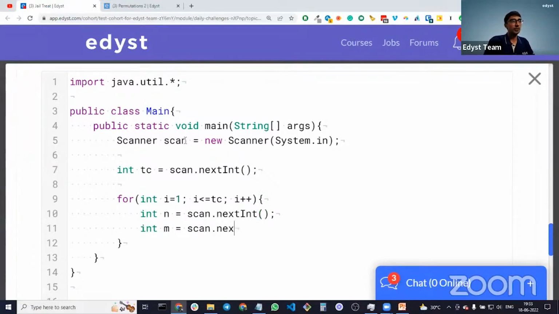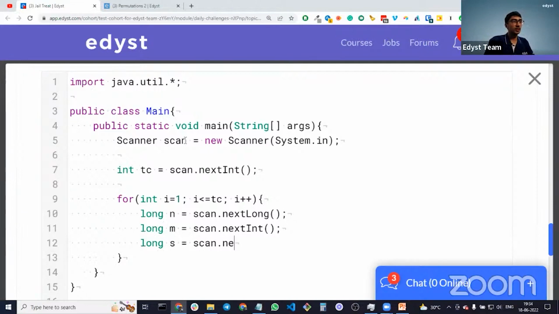about the next line and so on, right? Which is the case with Python. In Java you can do this, and it's not nextInt actually, it's going to be nextLong n, because they are big numbers. Long m, long s is equal to scan.nextInt, nextLong rather.